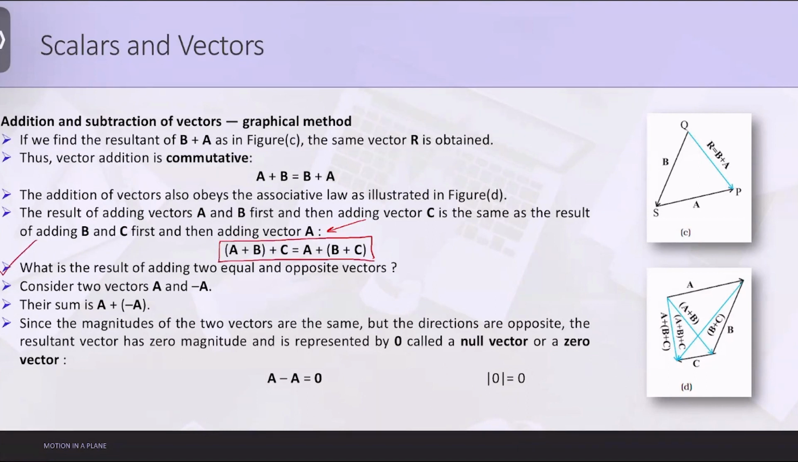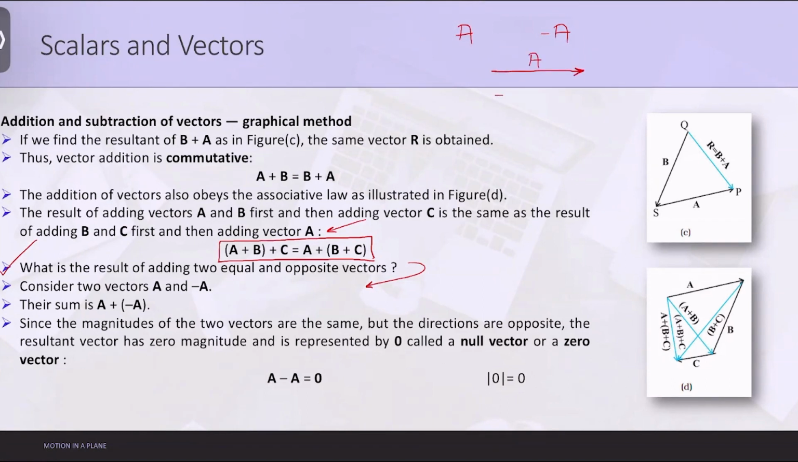Then, what is the result of adding two equal and opposite vectors? What does it mean, equal and opposite vectors? Opposite means the direction is only reversed. So let us understand this by the following example written here. Consider two vectors A and minus A. What does it mean? We have some vector A, and we have some vector minus A. Let us suppose this is that vector we talked about.